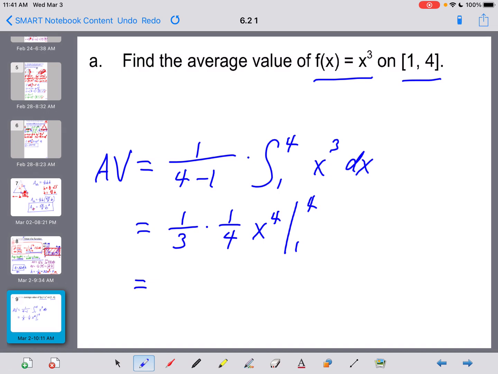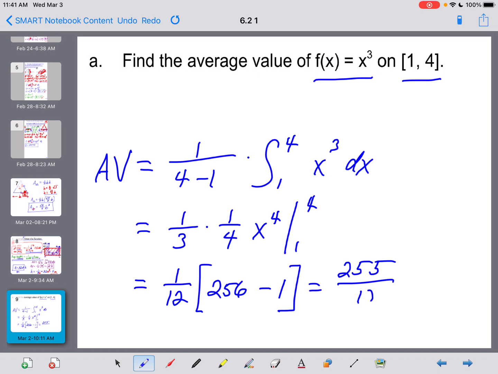So I'll put the 1/3 and the 1/4 together to make 1/12, and now in brackets, oh boy, 4 to the 4th, 16 squared is going to be 256, minus 1 to the 4th, that's a little easier, that's 1, and we're going to end up with an answer of 255 all over 12. Okay, so that's the answer. It's not that hard to come up with.